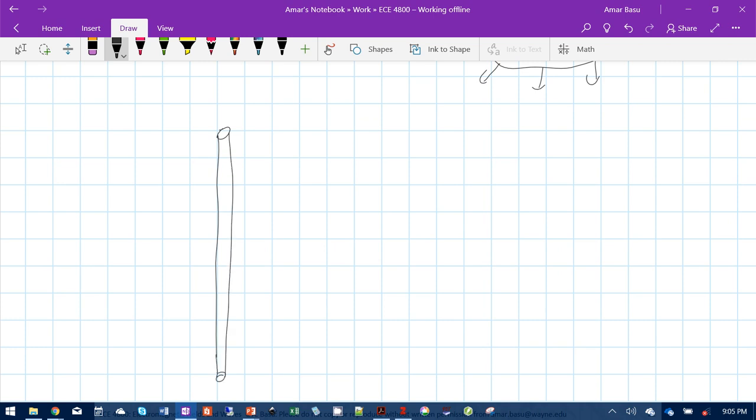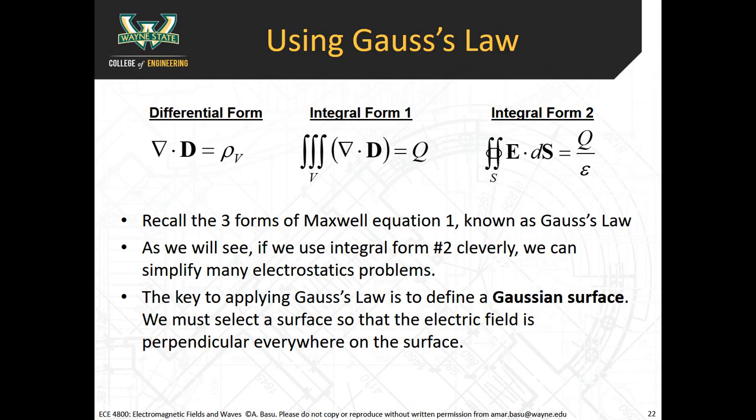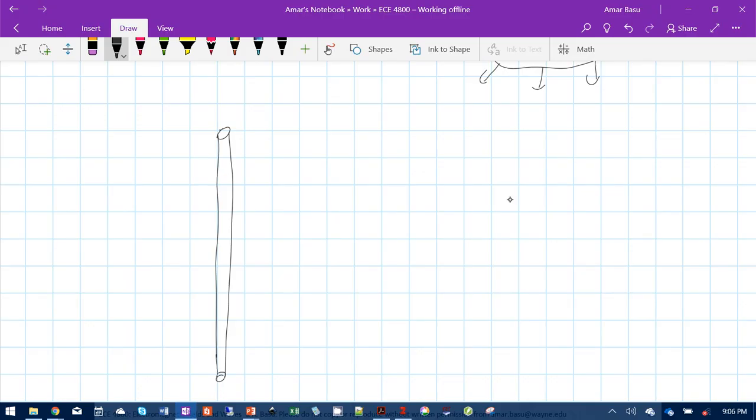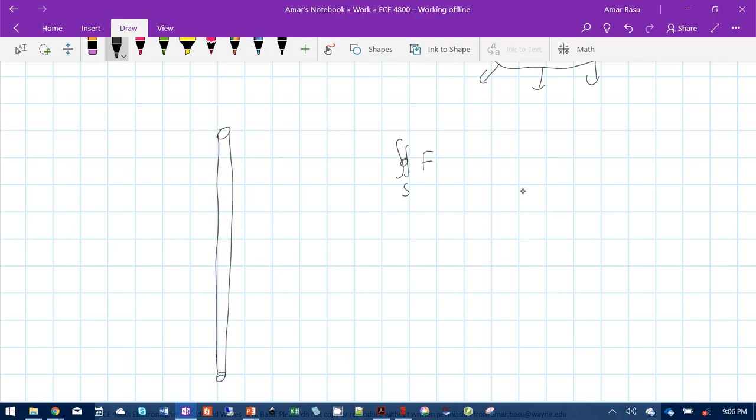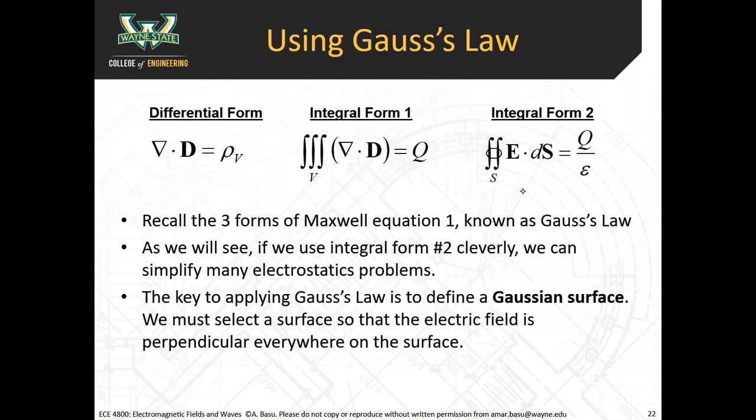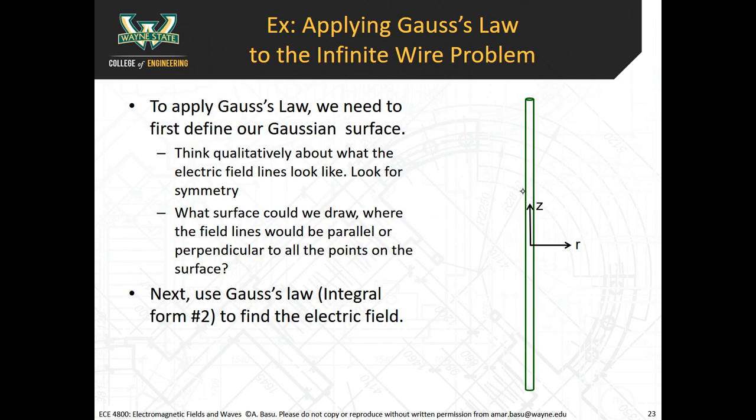All right, and this time we're going to actually use Gauss's law to figure out what the electric field is. So Gauss's law tells us the integral on a closed surface of E dot dS is equal to Q over epsilon. All right, what we're doing now is applying Gauss's law to the infinite wire problem.